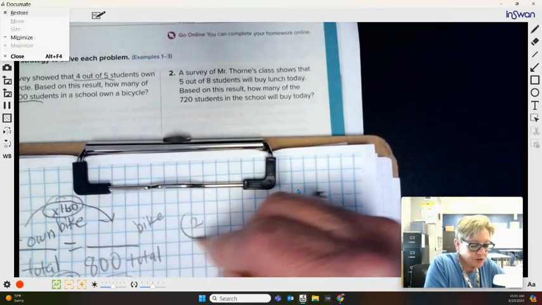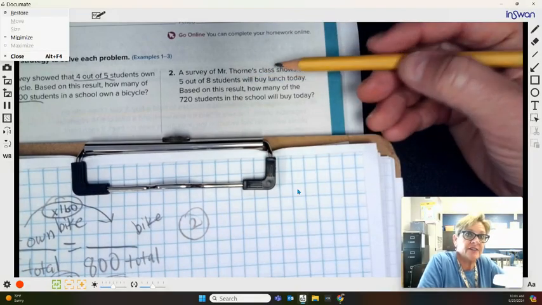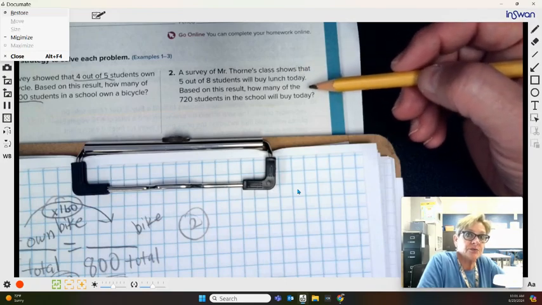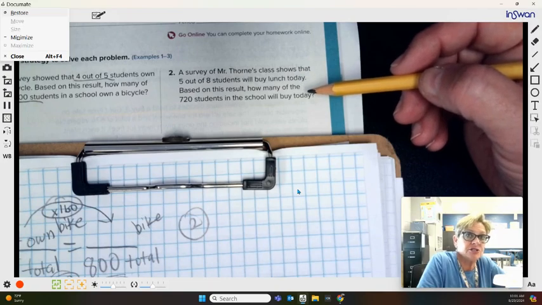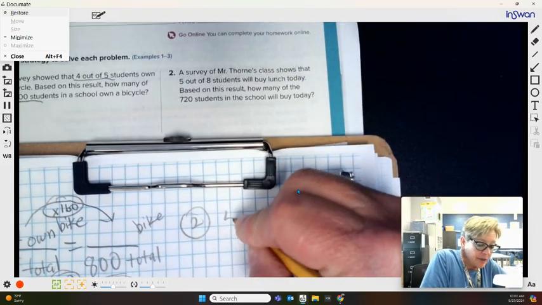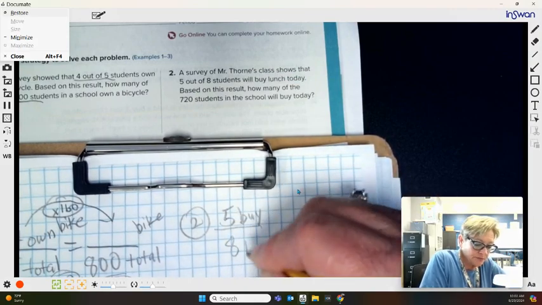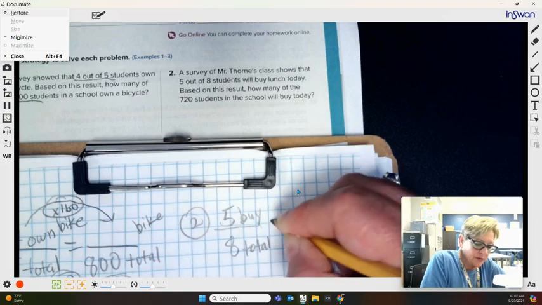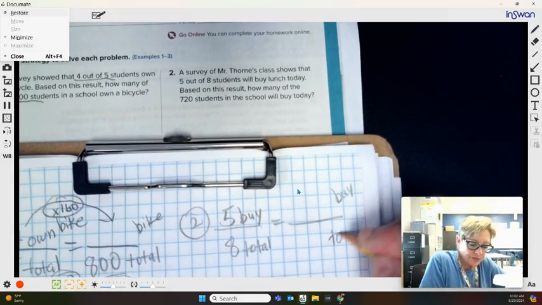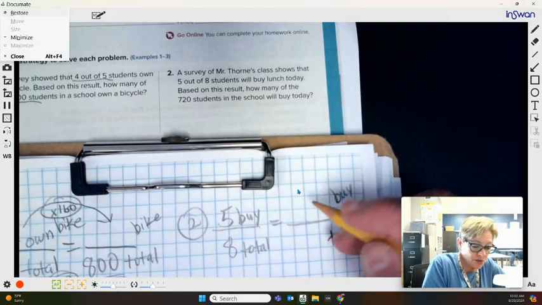So let's look at number 2. Number 2 says a survey of Mr. Thorne's class shows that 5 out of 8 students will buy lunch today. Based on the result, how many of the 720 students in the school will buy lunch today? So you've got 5 people buy lunch out of 8 total. That's how we're going to set this up. And over here, you've got buy lunch and your total. And up here, it says we have 720 total students.